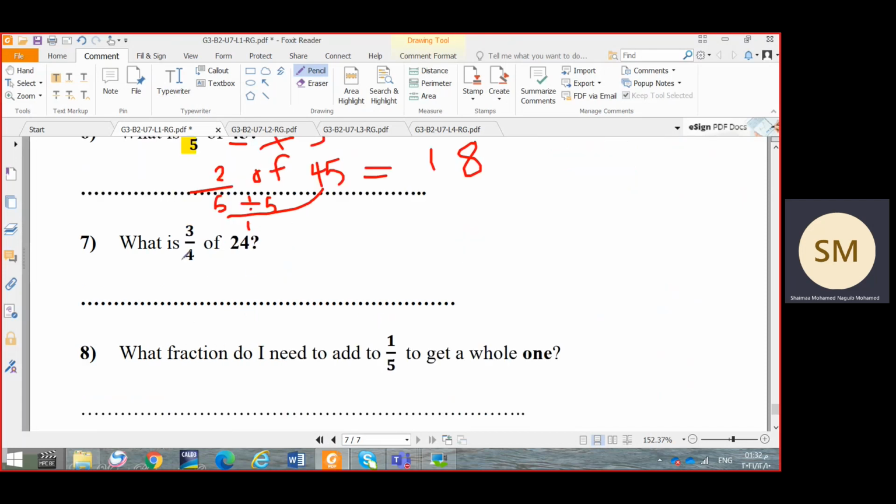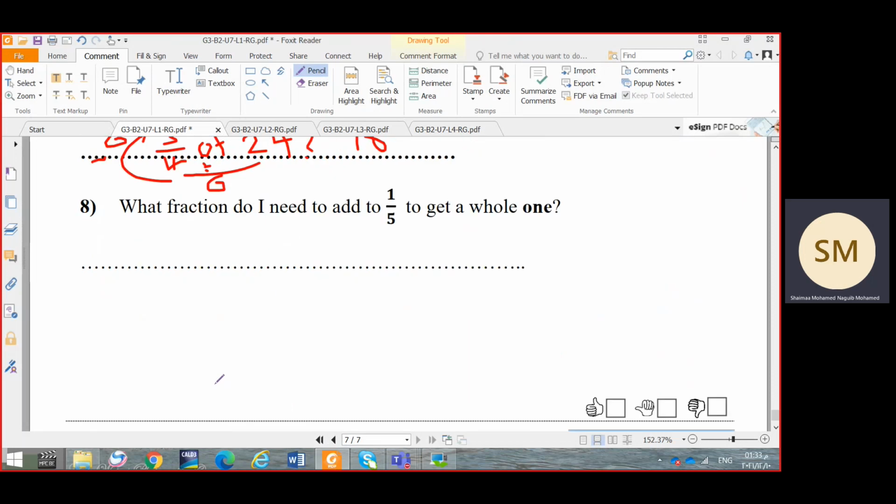Again, I will say it again in another question. 3 over 4 of 24. Let's deduce the steps. First, I divide, I will make it like this. Divide, and the quotient I multiply by 3. It's very easy. 24 divide 4 it will be, yes, 6. I will put it here, 6. The quotient that came out, I will multiply it by 3. So 6 multiplied by 3 it will be 18.